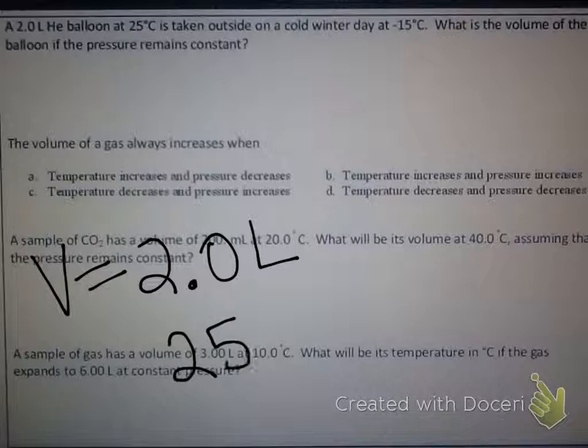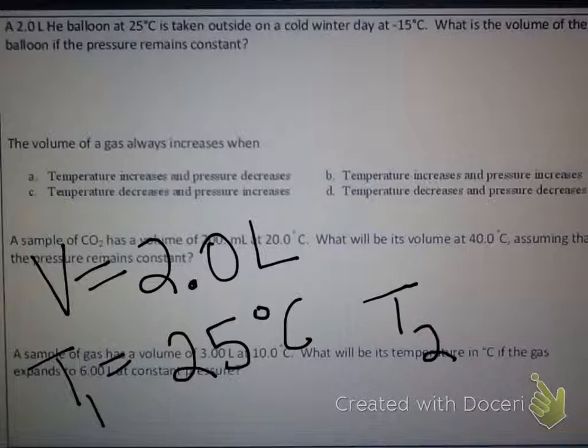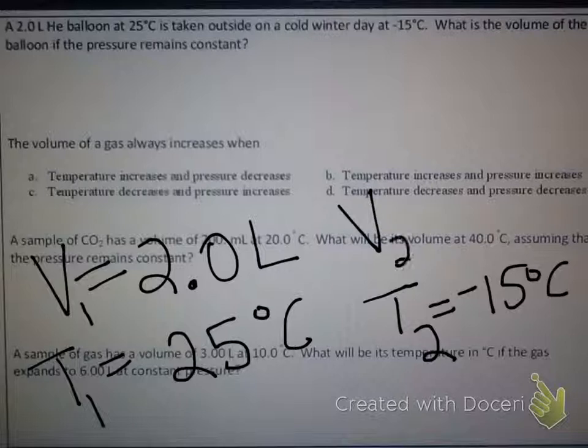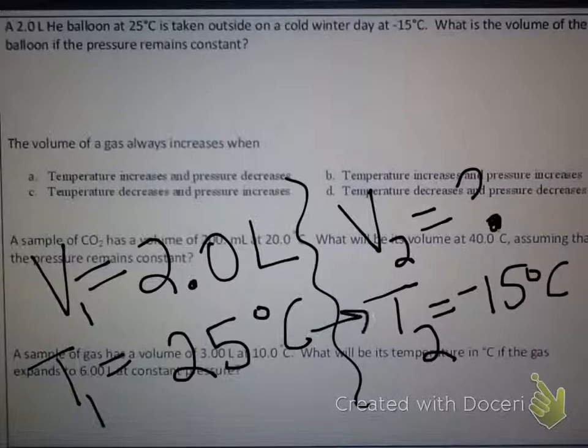Hey, 25 degrees Celsius is a temperature, right? So I've got a volume and a temperature given. It says it's taken outside on a cold winter day at negative 15 degrees Celsius. Hold on. We have a second temperature. So this must be our second temperature, because now we have a new set of conditions: negative 15 degrees Celsius. It says, what is the volume of the balloon if the pressure remains constant? Now, by the way, when something remains constant, that means don't worry about it. What we want to know is the new volume of the balloon after the temperature has changed. We want to know how the volume is going to change.